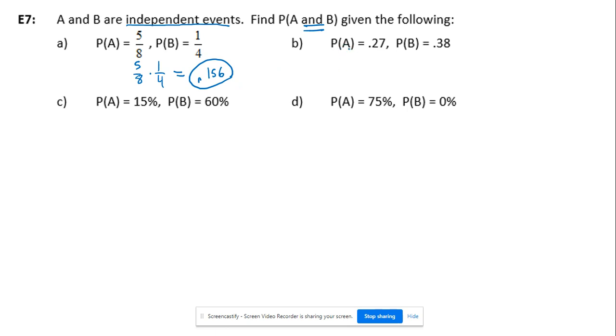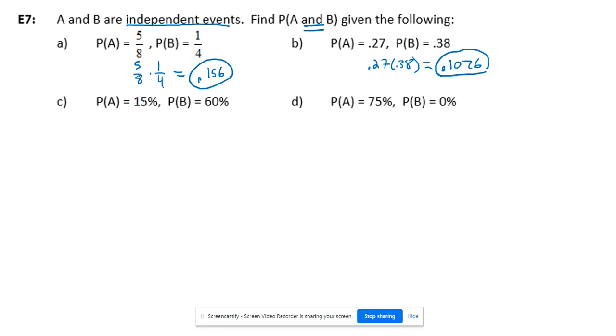How about this one? Probability of A is 0.27. The probability of B is 0.38. The probability of A and B, well, we multiply them. 0.27 times 0.38. Just literally do that multiplying, and you're going to get your answer, and it will always be smaller than either of these answers. My answer was 0.1026. If it's 4 decimals or less, I write it all the way out. If it's more than 4 decimals, I usually round it or truncate it, stop it after 3.